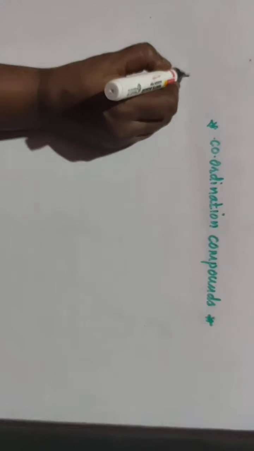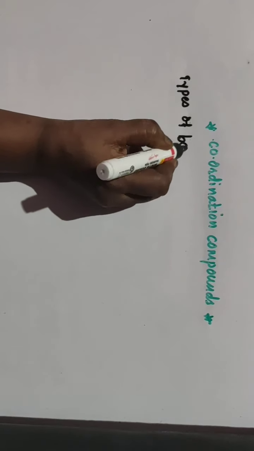So let us see what is meant by coordination compounds. Simply, these coordination compounds are the compounds in which two atoms or group of atoms are joined by or bound by coordinate bonds. You are well familiar with the different types of bonds. We'll see the types of bonds first.